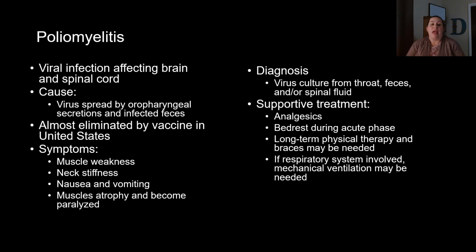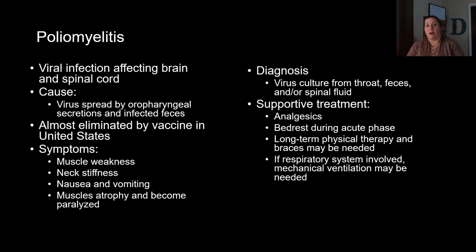country again. Now, symptoms for somebody who has polio are going to be muscle weakness. We also see that they can have a neck stiffness that takes place, nausea and vomiting. Muscle atrophy can happen because the muscles are so weak that they're not being used that they start to shrink. They can even become paralyzed in some cases, okay?